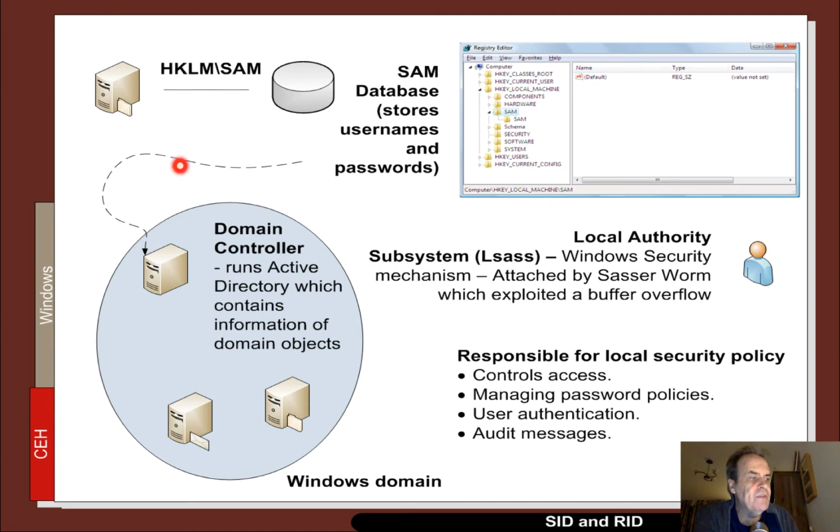The passwords themselves are stored in an area called a hive in the registry, and they are stored on the system file within the Windows System32 config folder. So here we see the SAM database that stores the usernames and passwords. On a domain infrastructure, the passwords will not be stored on the machines, but will be stored by a domain controller.